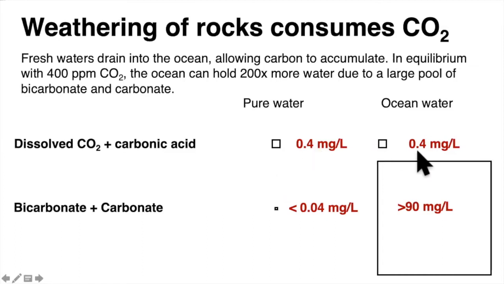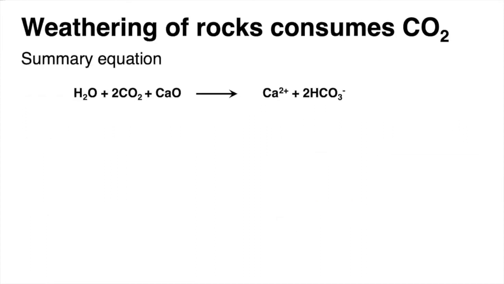But because the oceans accumulated all of these chemical weathering products over thousands to millions of years, there's this whole pool of bicarbonate and carbonate that can be filled out too. And so more CO2 will invade seawater and take the form of bicarbonate and carbonate compared to pure water where this pool is really tiny.